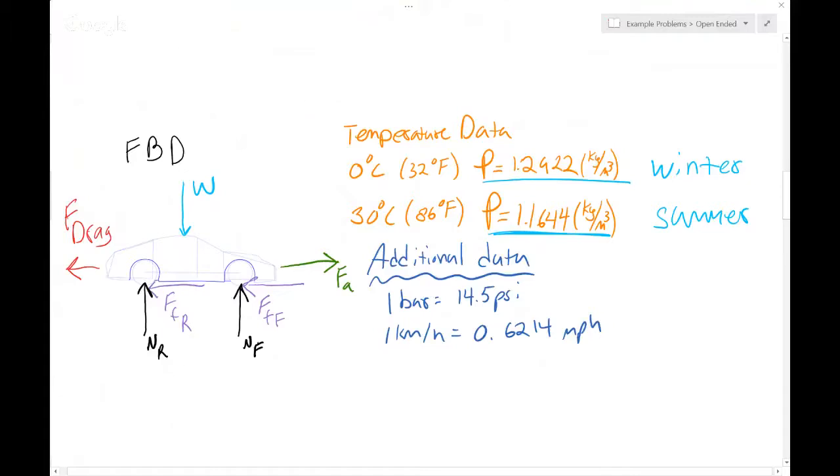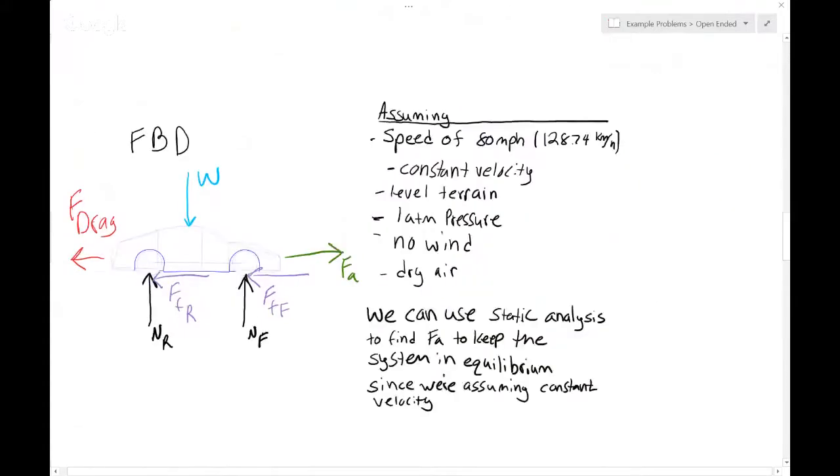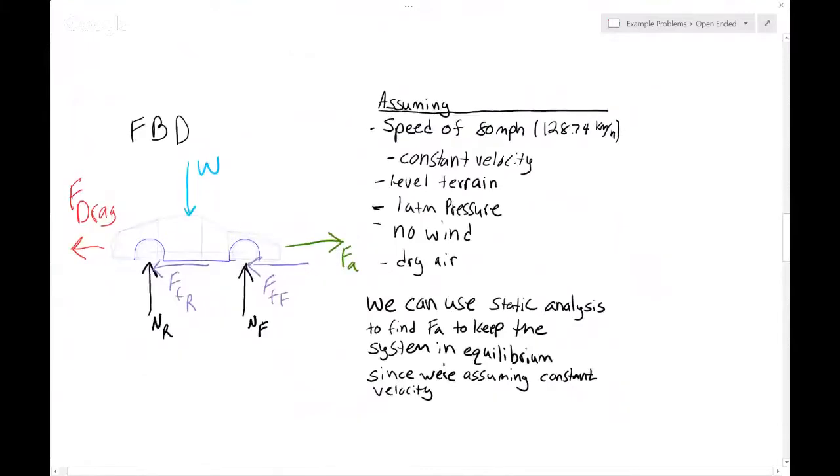And then some additional data that I used was basically conversion from bar to PSI, and then kilometers per hour to miles per hour. So once again, to go over my assumptions, we're assuming that we have a speed of 80 miles per hour or 128.74 kilometers per hour, a constant velocity, level terrain, 1 atmosphere of air pressure, no wind, and dry air. Once again, we can use static analysis to find the force of acceleration to keep the system in equilibrium since we're assuming constant velocity.